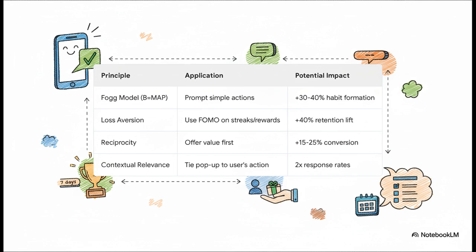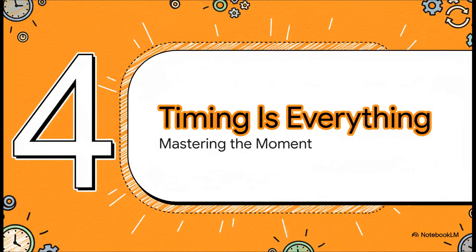But honestly, the king of them all is contextual relevance. Just making sure your pop-up relates to what the user is doing right that second can double your response rates. Seriously, double. And that brings us to maybe the single most important piece of the puzzle: timing. I mean, you can have the most beautiful, persuasive pop-up in the world, but if you show it at the wrong time, it's useless. Getting the timing right is literally the difference between being helpful and being infuriating.